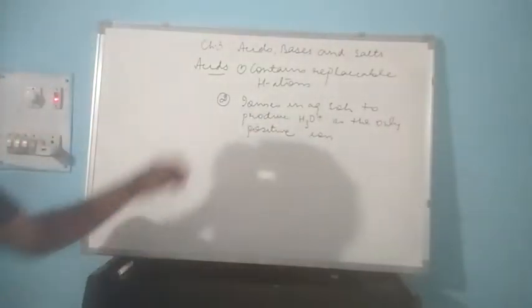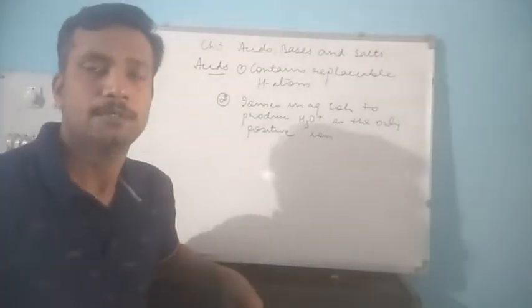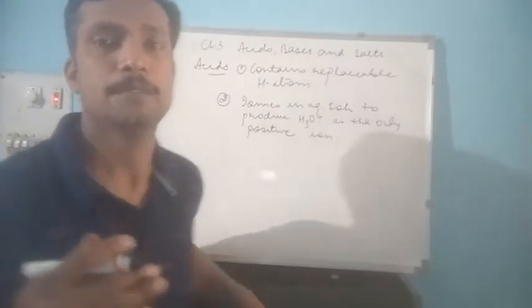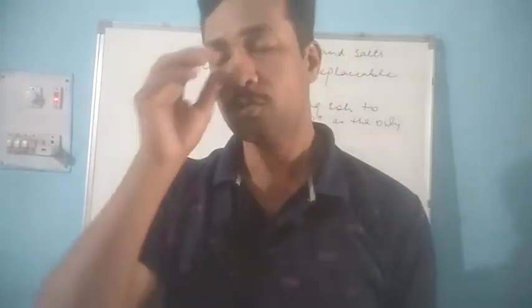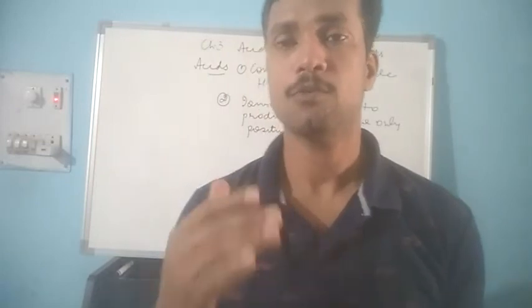So you can see these are the two important conditions required for an acid. First, the acid should contain replaceable hydrogen atom, and second, it should ionize in aqueous solution to produce hydronium ion as the only positive ion.